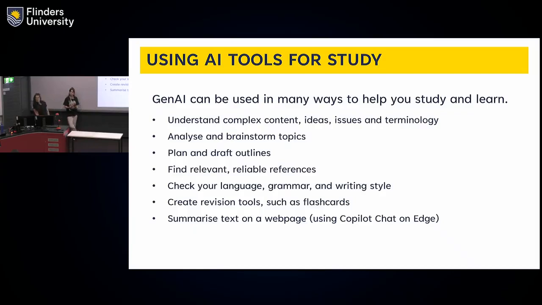Help you brainstorm some ideas. You might ask it, okay, what are some of the things that I need to be aware of in this general area? And then you might use the key words that come out of that brainstorming to go to the library and do your research. It can help you draft your outlines for your assignments. There are specific tools for helping you to find reliable references that Mary Claire is going to talk to you about in a moment. Do not use general AI tools like ChatGPT to help you find references.